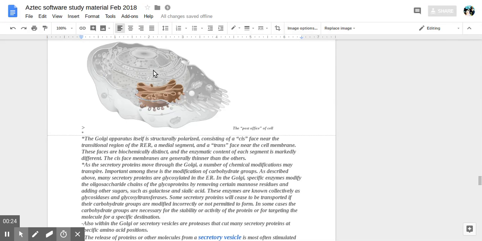So the Golgi is known as the post office of the cell because it is in charge of processing molecules for movement or transport either to various specific sites where these molecules will be used within the cell, or to the outer membrane where they will be secreted to the outside environment.